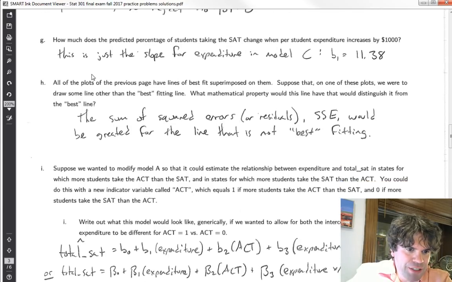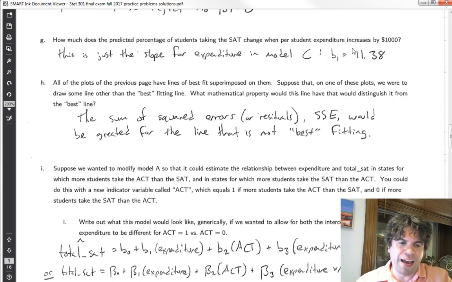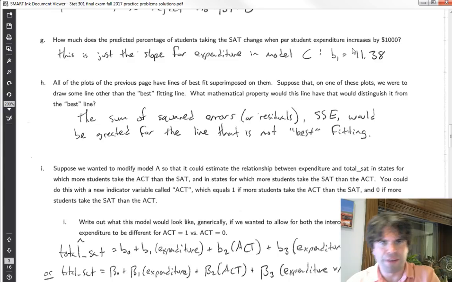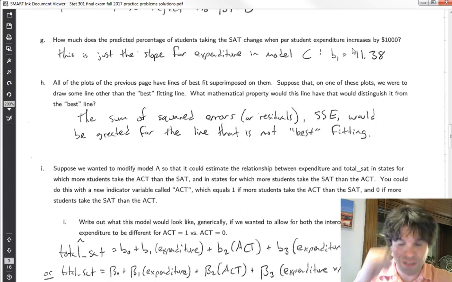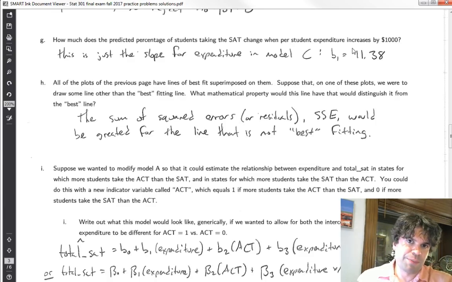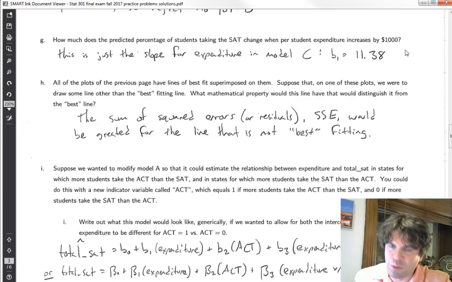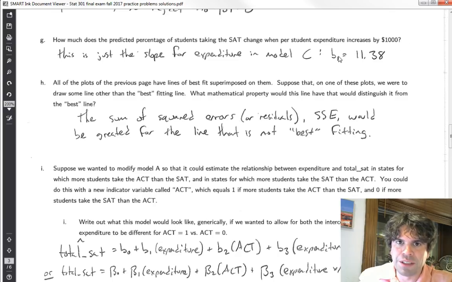Okay, G, how much does the predicted percentage of students taking the SAT change when per student expenditure increases by $1,000? This language of how much does this thing change when this other thing increases by a certain amount, that's the language of the slope. Now, in general, the slope is the predicted change in the response variable for a 1 unit increase in the predictor variable, and this doesn't say $1, it says $1,000. Oh my God, what's going on?